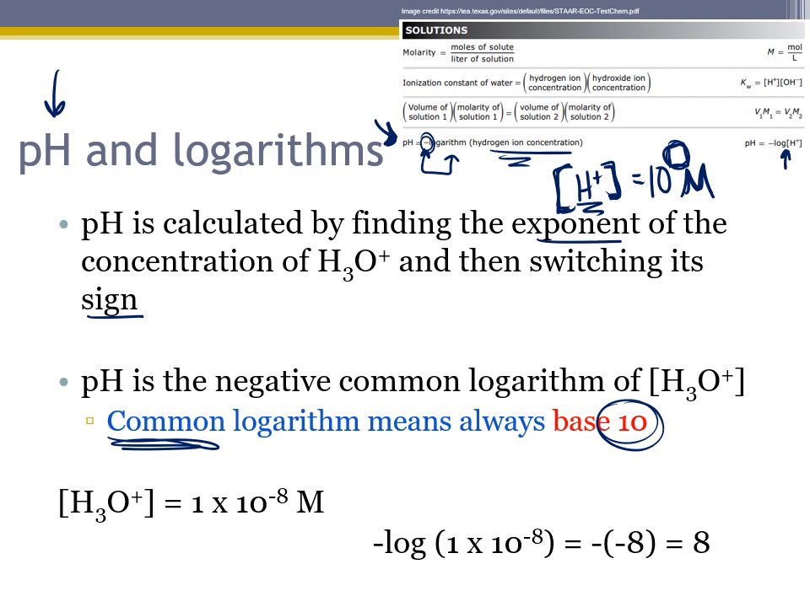It's the common log. So if I have a hydrogen ion concentration of 1 times 10 to the minus 8, I don't have to worry about that 1 times, because 1 times anything doesn't change a thing. So I already have my 10 to a power. I'm going to grab that power, I'm going to make it negative. Negative 8. Negative 8 is positive 8. My pH is 8.